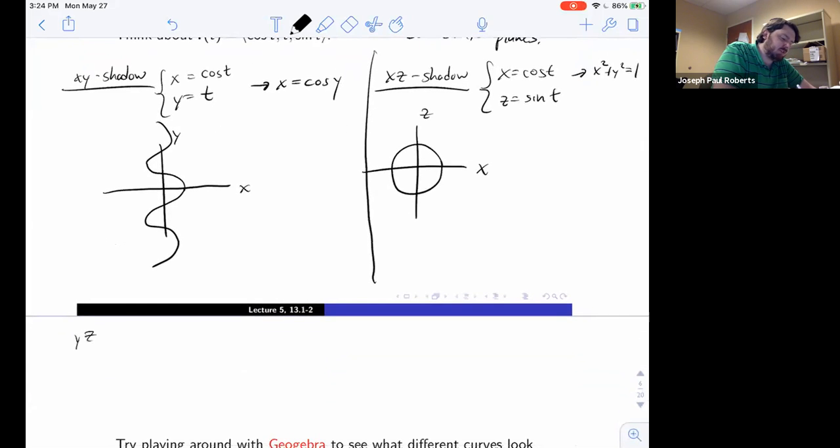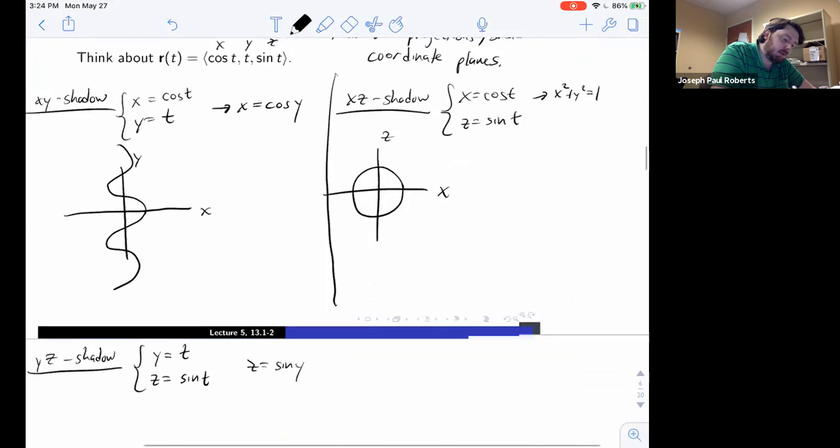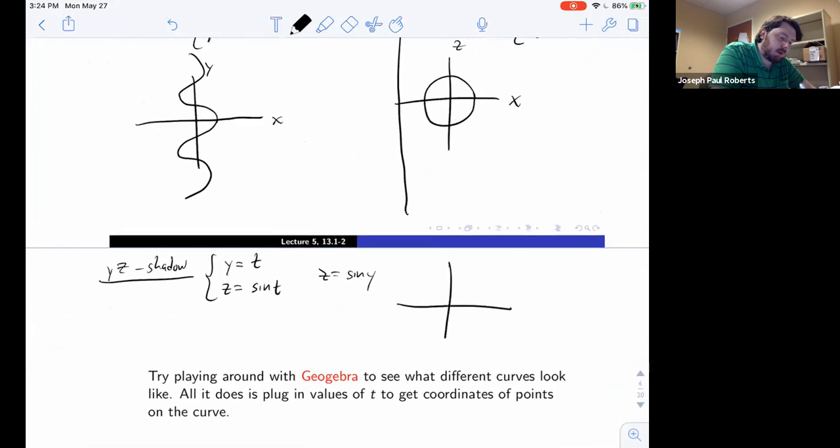And then the yz shadow is y equals t, z equals sine t. So z is sine of y, which means that when we draw it, z equals sine y is going to look something like this, right? That's what sine looks like. And so what this has done is given us different perspectives of our curve.